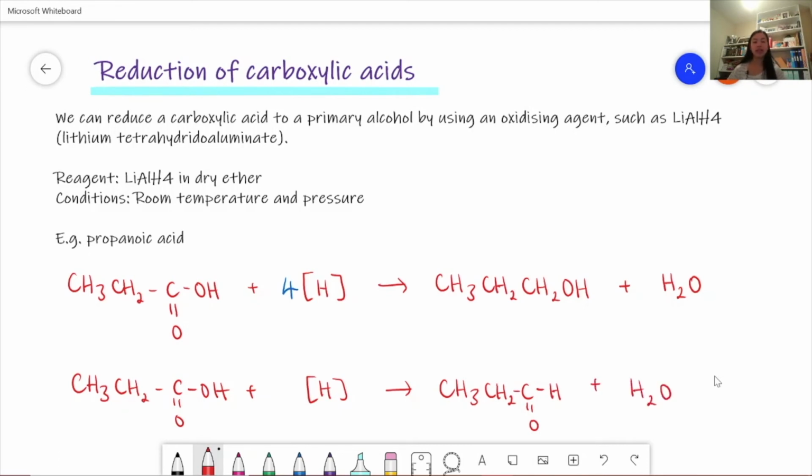To balance this, we have 6 hydrogens on the left and 8 on the right, so we only need 2 of this reducing agent. That makes sense because we're not reducing it the complete way to a primary alcohol, we're only reducing it up to an aldehyde. So we need to remember that carboxylic acids can be reduced to aldehydes and then to primary alcohols, we have to use lithium tetrahydroaluminate, and we always form water at the end.